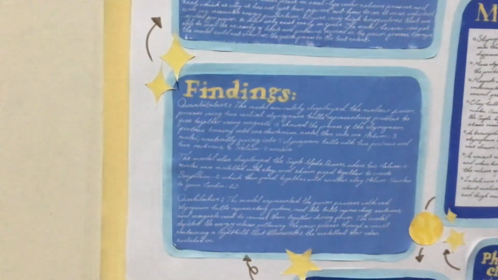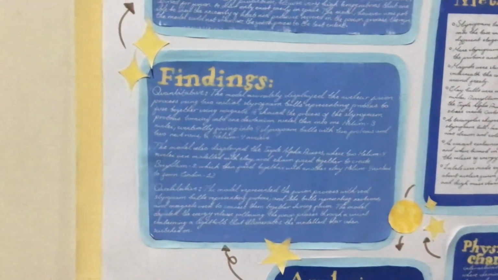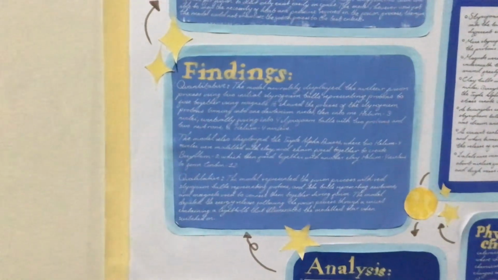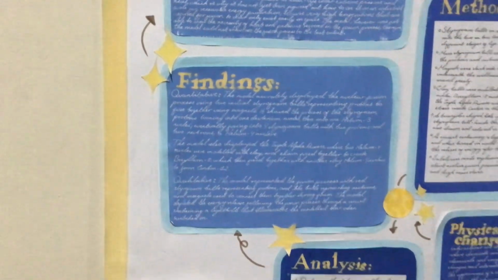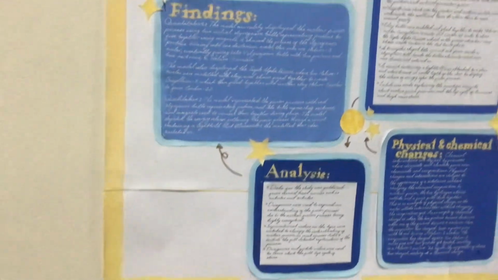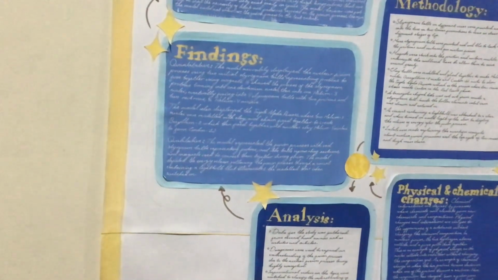The model also displayed the triple alpha process, where two helium-4 nuclei were modeled with clay and shown fused together to create beryllium-8, which is then fused together with another clay helium-4 nucleus to form carbon-12.